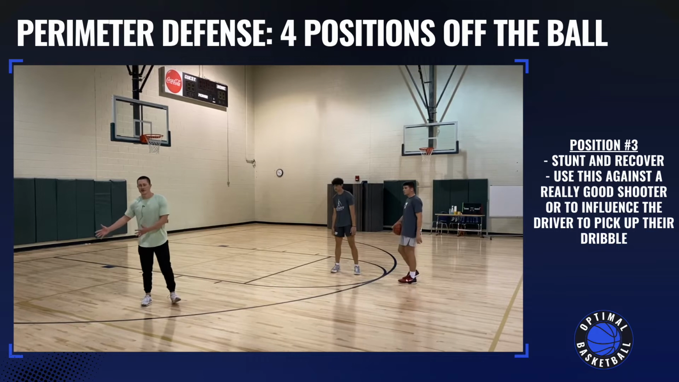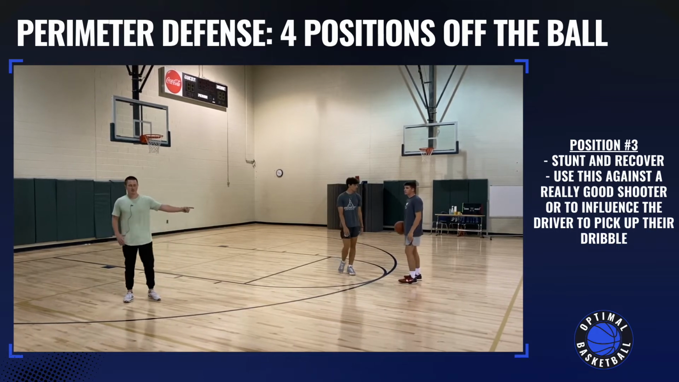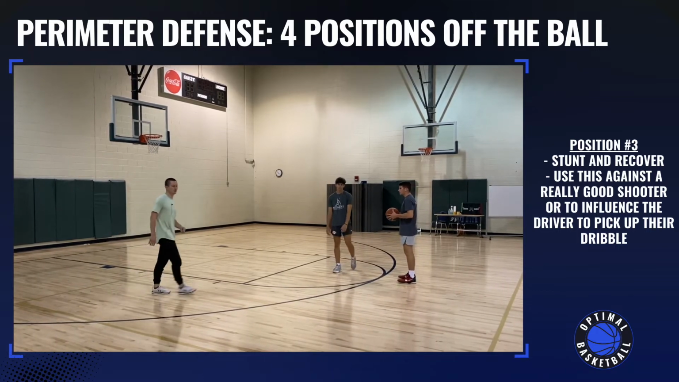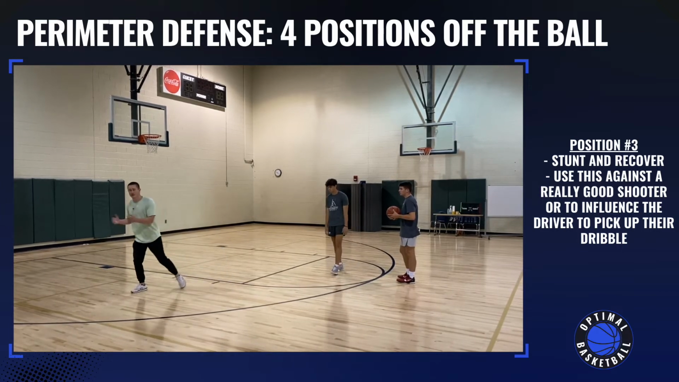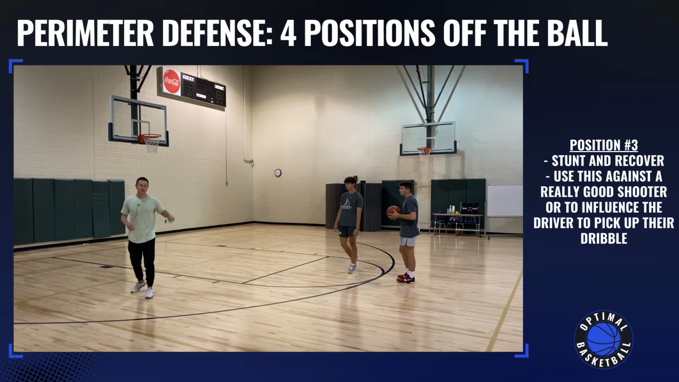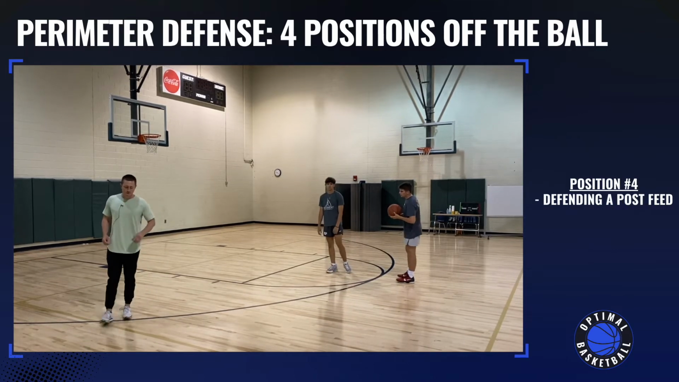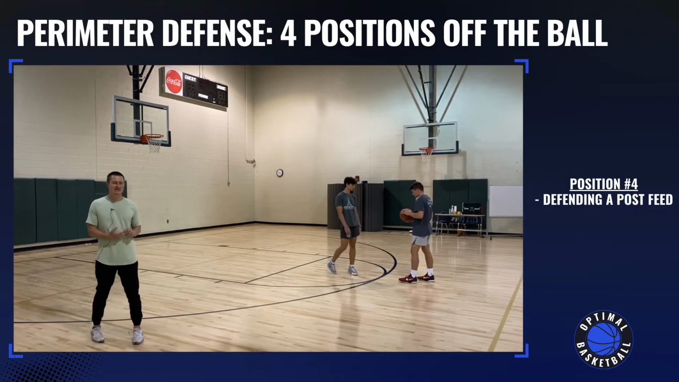So stunt and recover is used when you're guarding a really good shooter because you don't want to fully commit to that player who's driving because now you're going to leave them wide open. And something else that the stunt will do is if you make that ball handler think you're attacking them, they're going to pick up their dribble, and then when they pick up their dribble, you can recover out. So we've had help position, deny, stunt, recover.